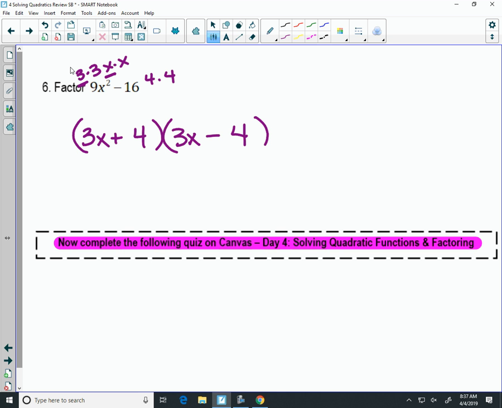If you're feeling good about quadratics right now and you think you can bust through these problems on Desmos super quick, work on those. At this point, you can also go back and work on any of those quizzes that you need to.